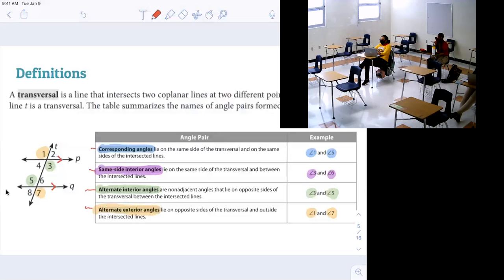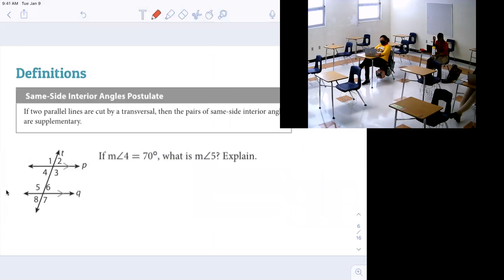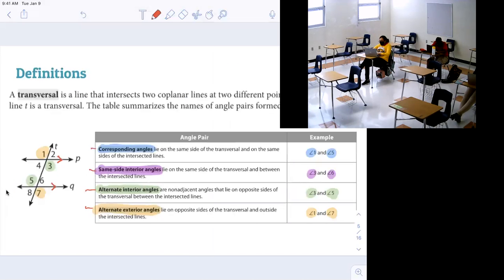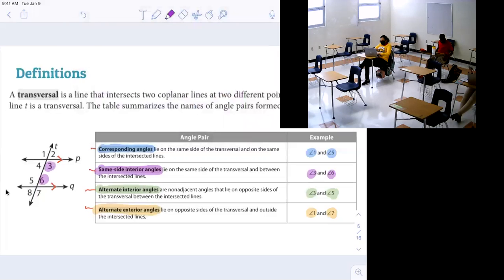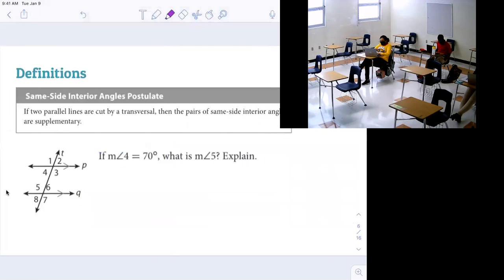Anybody still need a minute to write? All right, cool. Now we're going to go in depth, starting with the same side interior angles postulate. So again, same side interior angles. We were looking at angle 3 and angle 6. Let me re-highlight that, 3 and 6. They're on the same side of the transversal, and they're in between P and Q.